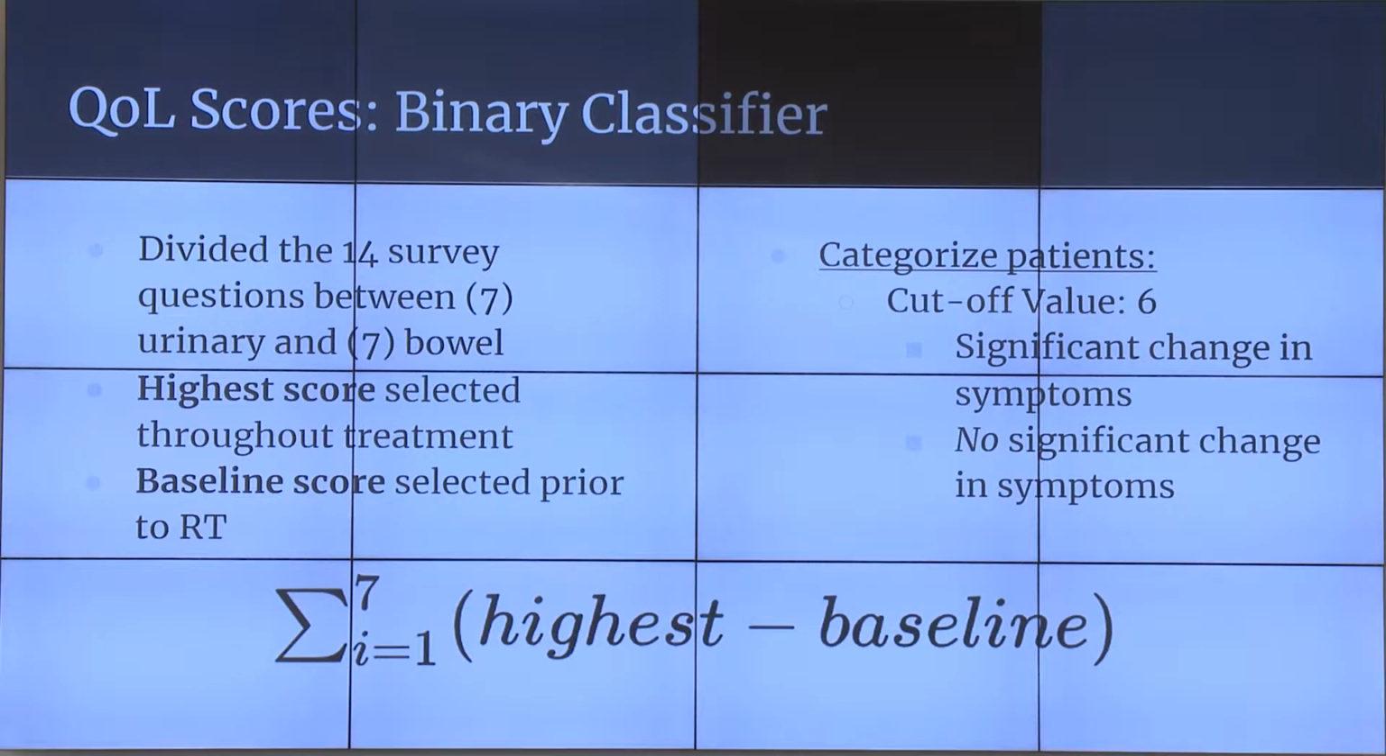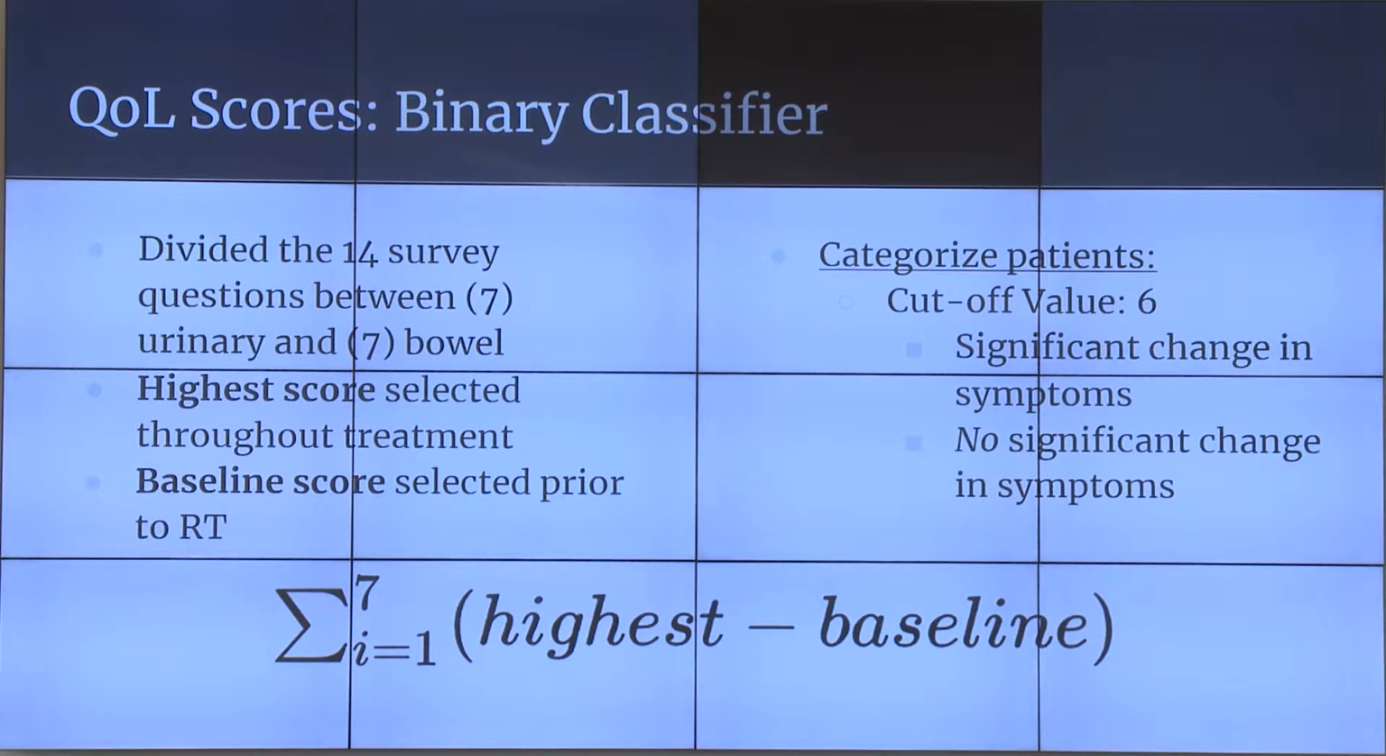And to make this binary classifier, we divided the 14 survey questions between 7 urinary questions and 7 bowel-related questions. And then for a given symptom, we selected the highest score that was selected throughout the treatment.